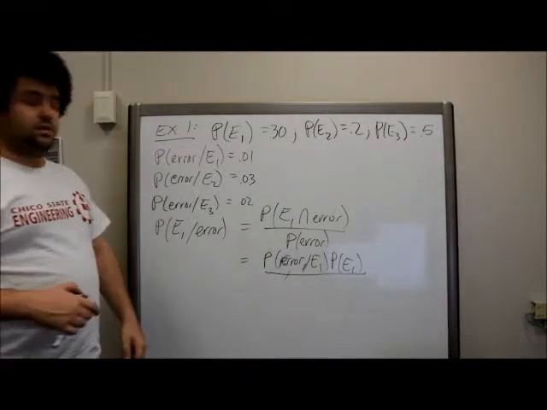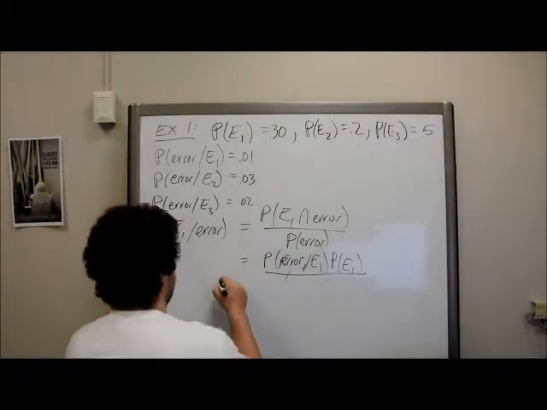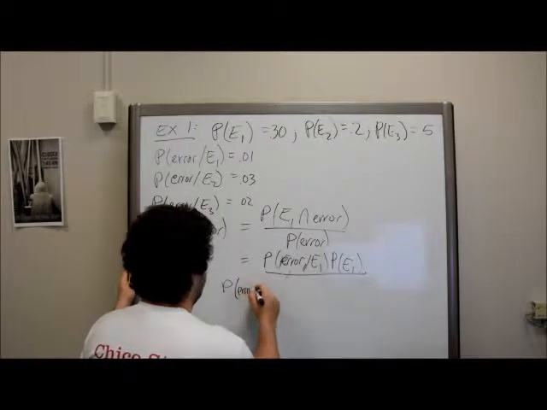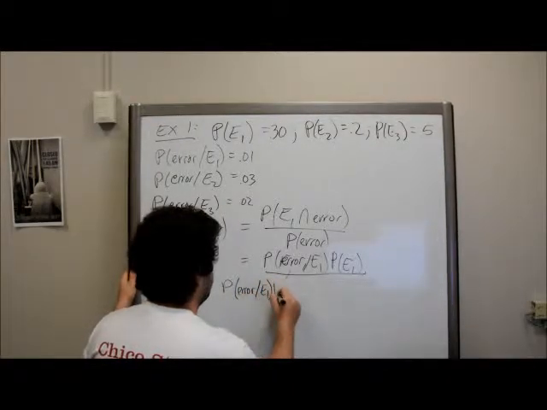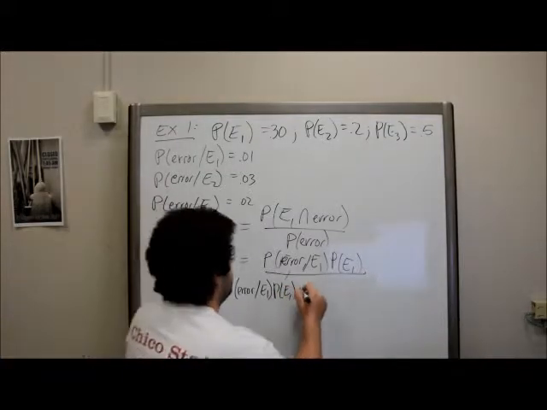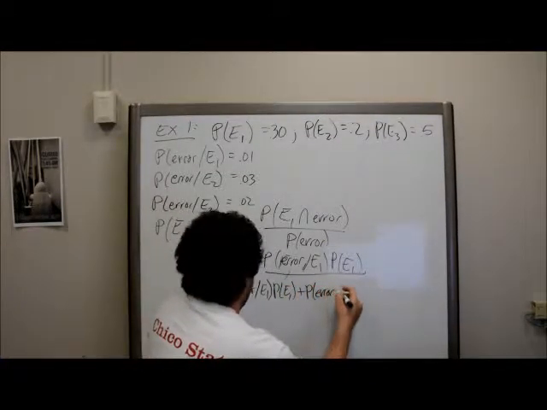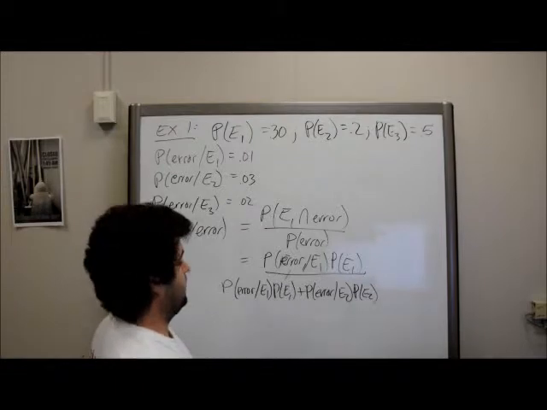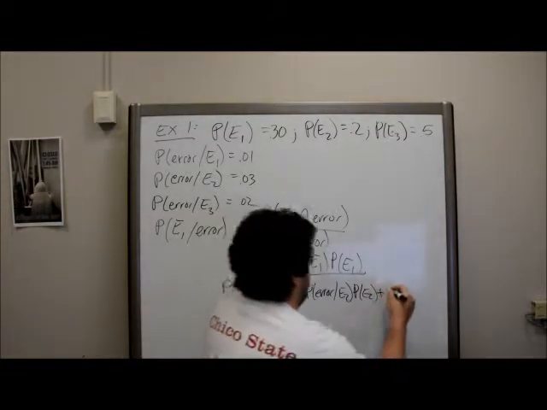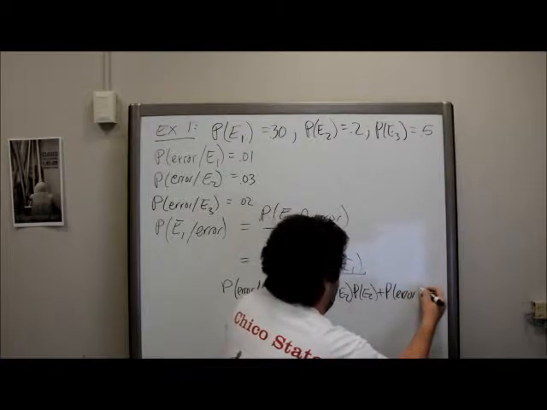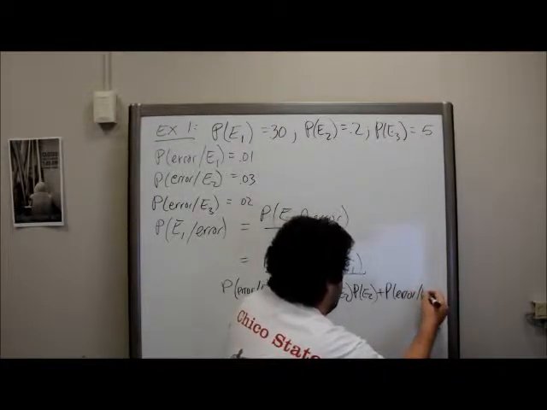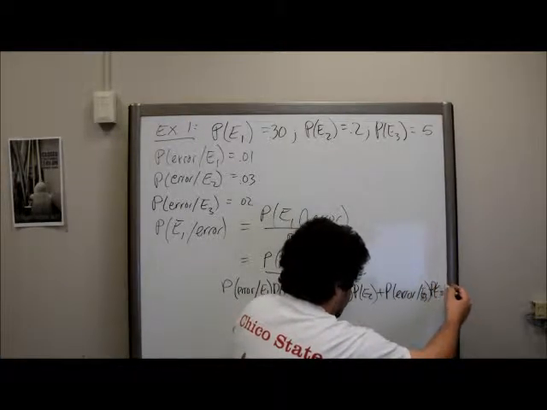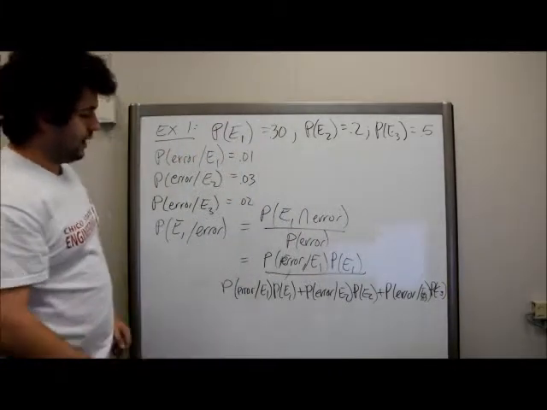Divided by, and now here is where it gets kind of long, we're going to have the probability of error given engineer 1 times the probability of engineer 1, plus the probability of error given engineer 2 times the probability of engineer 2, and then plus the probability of error given engineer 3 times the probability of engineer 3.